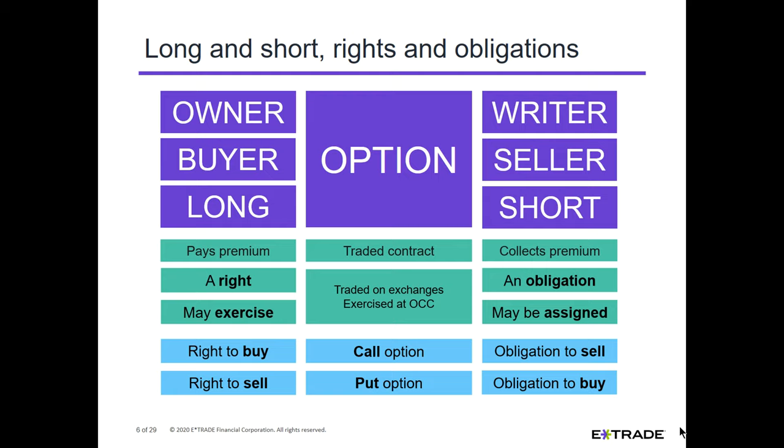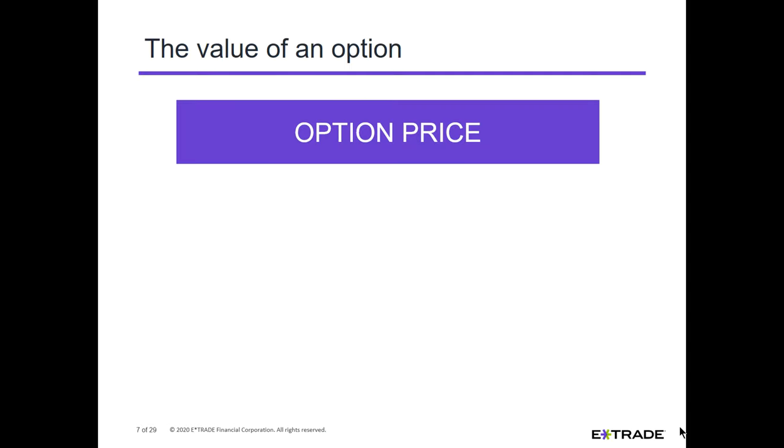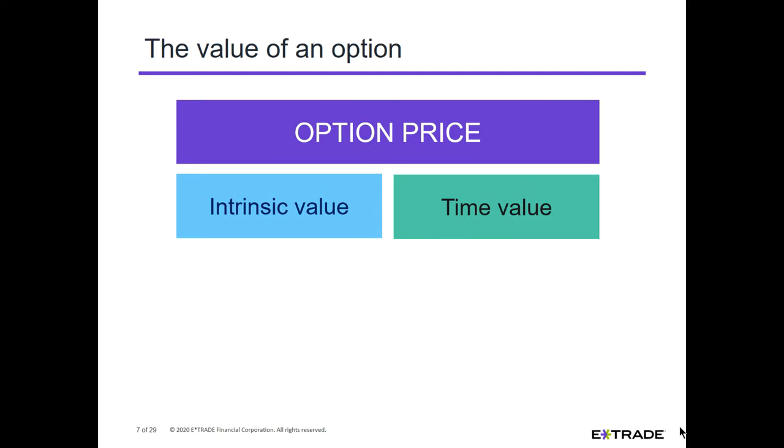Okay, one more point we want to review, and that is this notion of the option price or the option premium. This is a market-determined price, supply and demand of traders who come together, and a bid and an ask and a last price is determined. That option price has two components to it. One part is called the intrinsic value of the option, and the other part is called the time value of the option. That's actually sometimes called the extrinsic value.